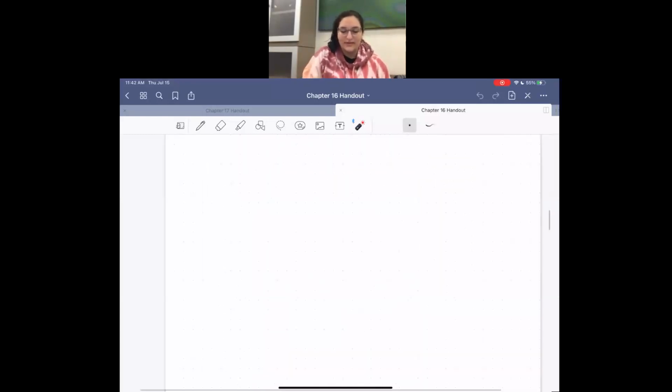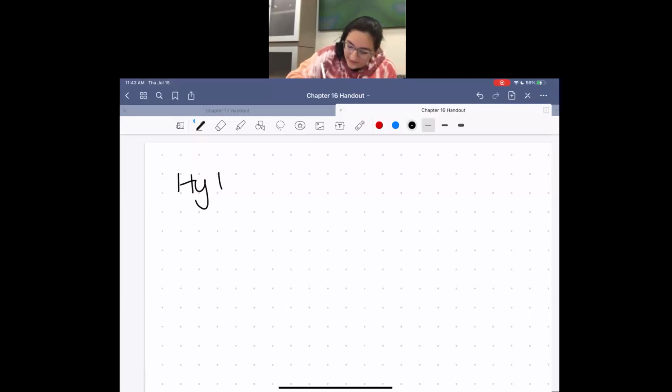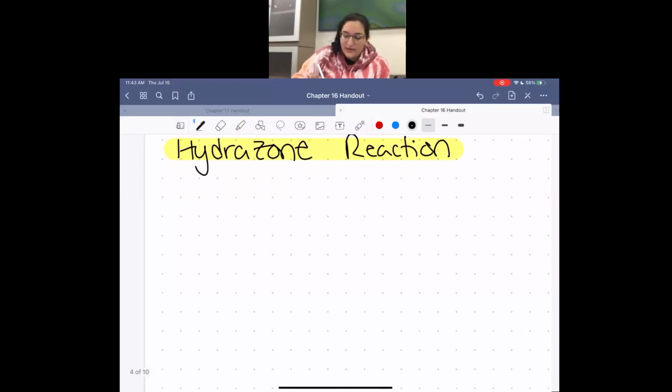Now, after the enamine reaction, we're going to move forward today. I don't know why the page is a different size, but we're just going to roll with it. So we're going to start with the hydrazone reaction. So the hydrazone reaction is going to, again, start out with a ketone or an aldehyde.